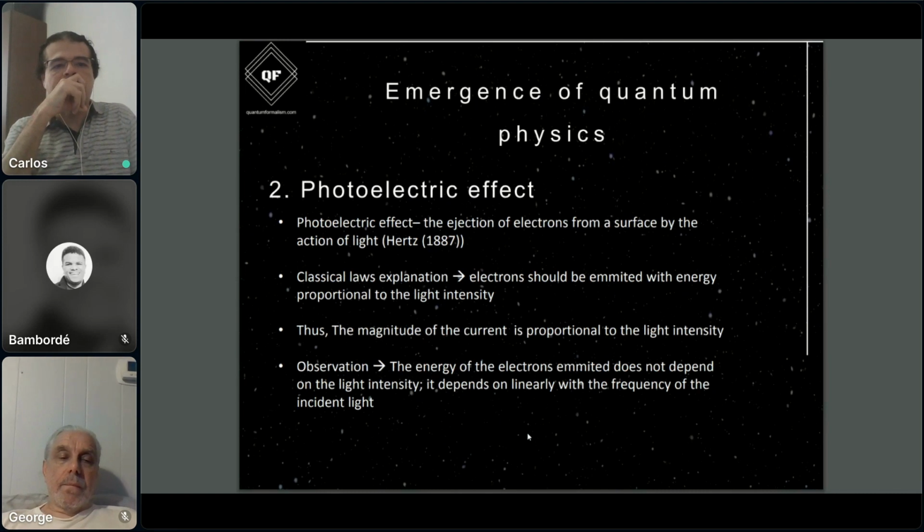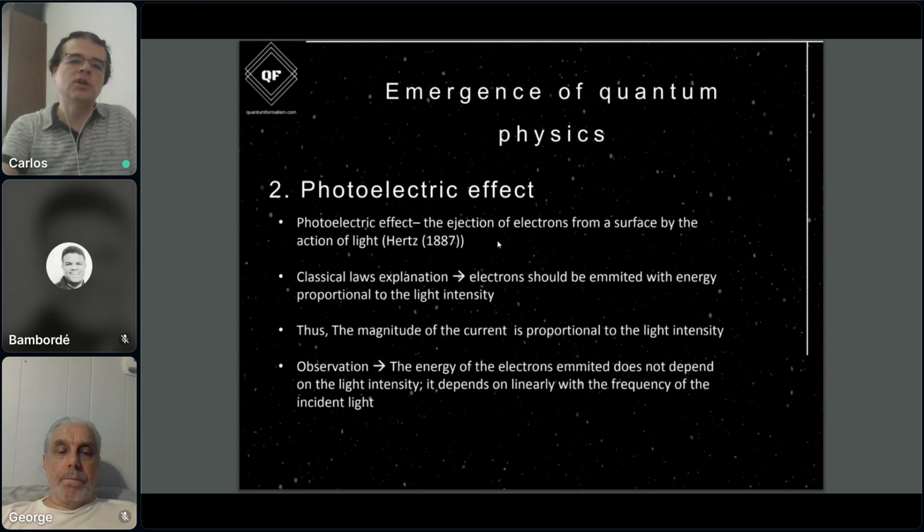Second point, another thing that was known by that time is what we call today the photoelectric effect. This has been known since the 19th century. Hertz was the first to see the ejection of electrons from a surface when incident light gets into the surface. And the classical laws by that time said that the electrons should be emitted with energy proportional to the light intensity.